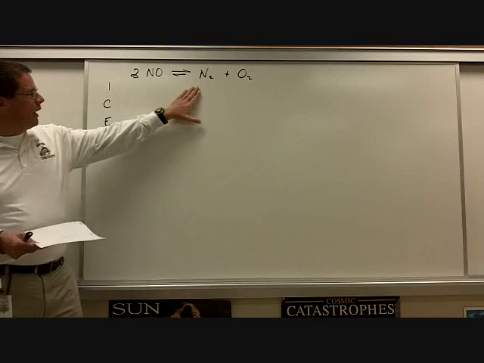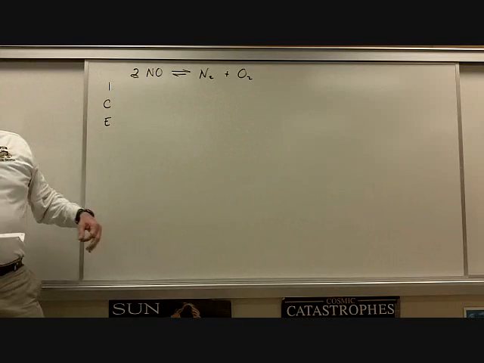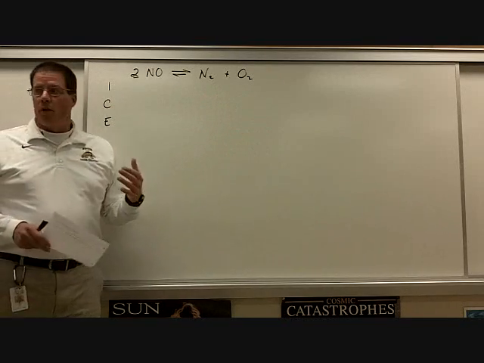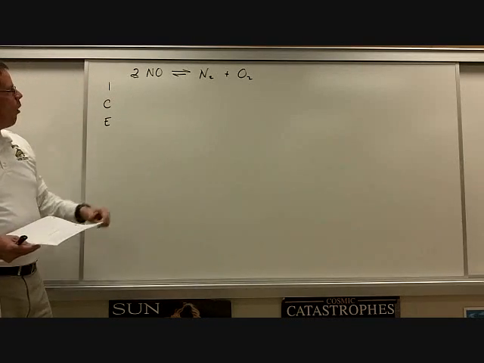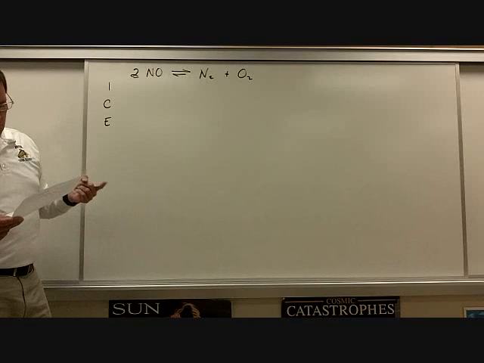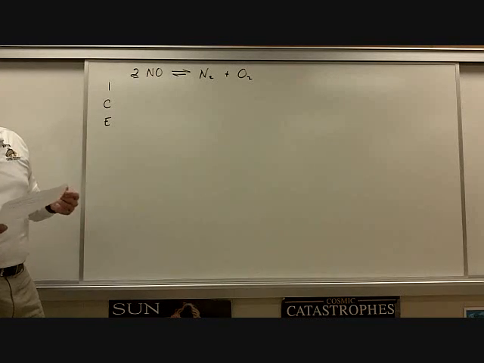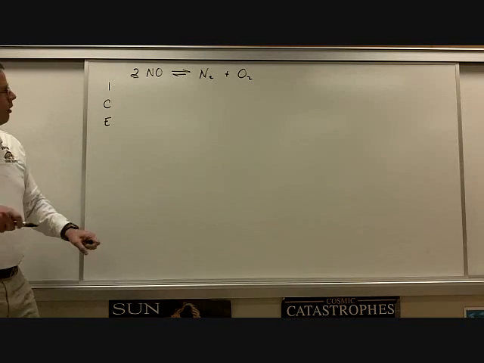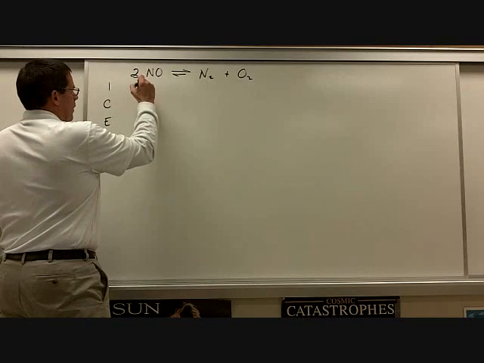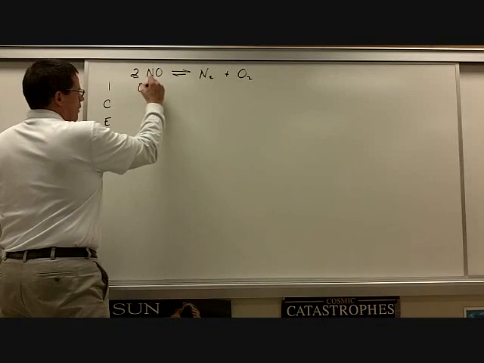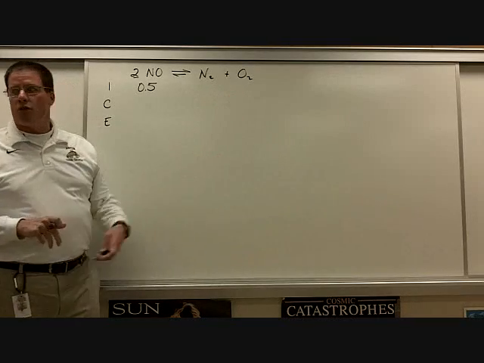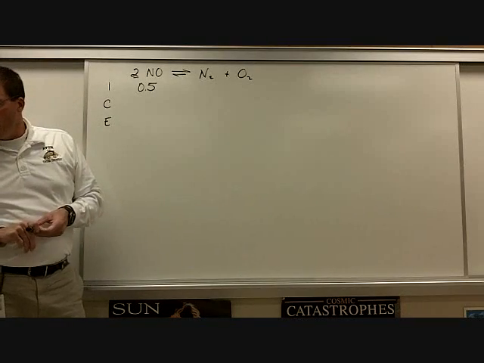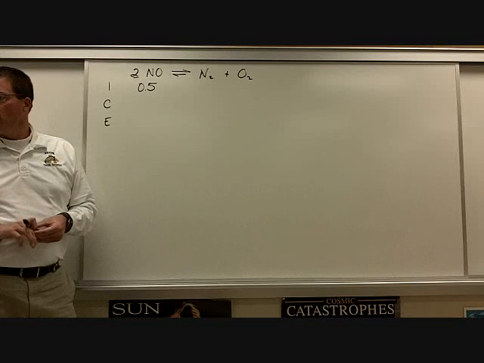So let's go ahead, and again, an ice chart is simply used for organizational purposes. So the best way to get organized is by making an ice chart. So let's write down what we know about this. So we have 2 moles in a 4-liter flask. So what's the molarity for that? 2 divided by 4. Which is? 1/2. 0.5, okay.